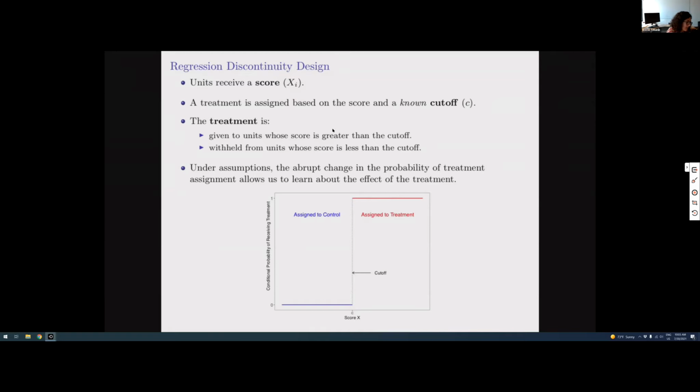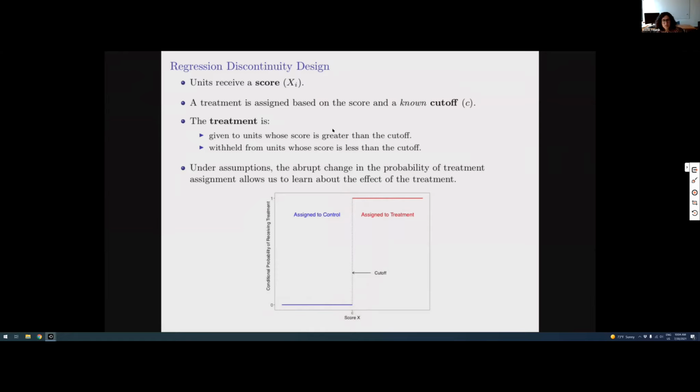And so, if you plot the score on the x-axis and the conditional probability of being assigned to the treatment or the control as a function of the score, you're going to see that it's 0 for all values of the score that are below the cutoff, and it's 1 for all the values that are above. So there's a discontinuous jump in the probability of being assigned to treatment from 0 to 1 in all RD designs. Abruptly, I go from a probability 0 of being assigned to the treatment to a probability of 1.